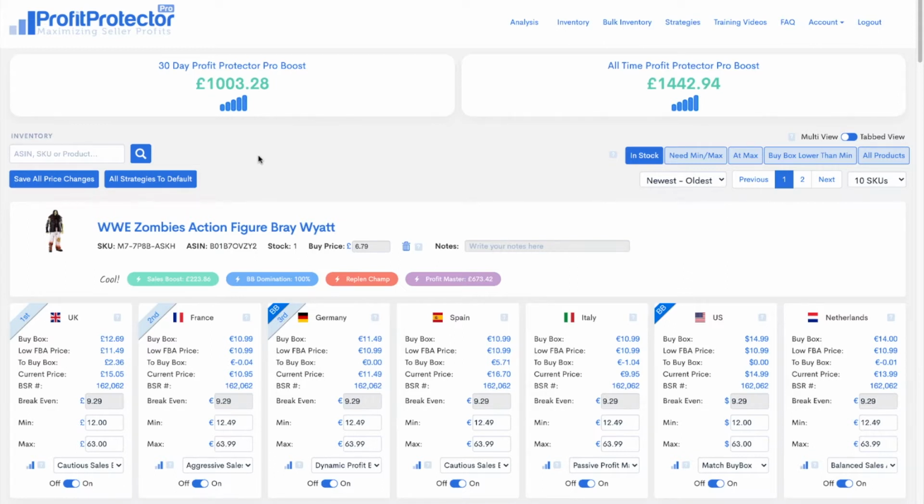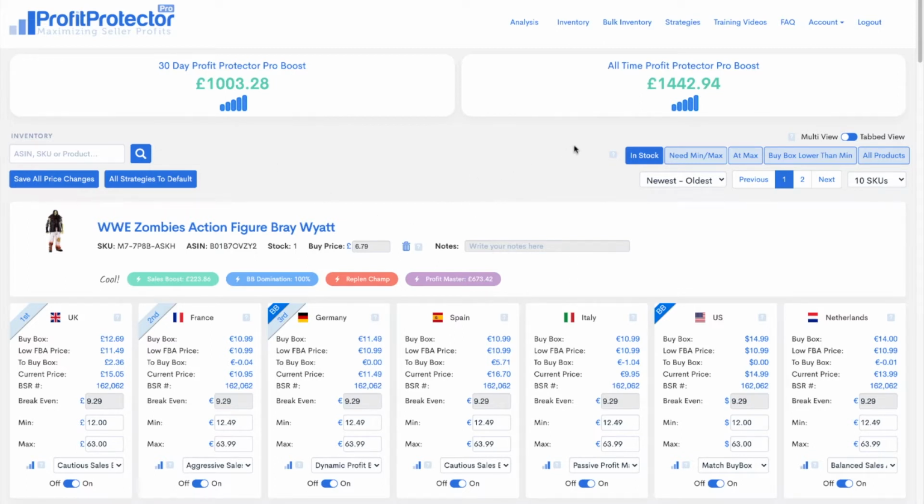Now that depends on how much your inventory is and what strategies you're using. If you're only asking Profit Protector Pro to match the buy box, that will be much, much lower than if you're using one of the algorithmic strategies that we're going to talk about shortly that helps boost your profit. So this could be anything from £10 to thousands of pounds, depending on the size of your inventory and what strategies you are using within Profit Protector Pro.